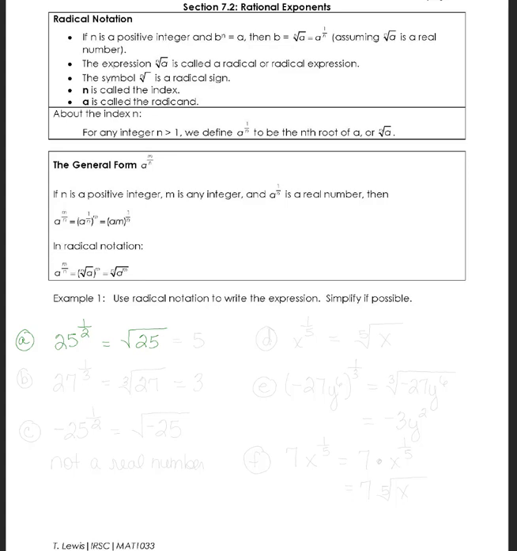Yeah. Even though we didn't write 2 as the index. Remember, when the number is not there, it's an understood 2. Okay? So you don't have to write it. Actually, don't write it. Okay? So, what is the square root of 25? 5.